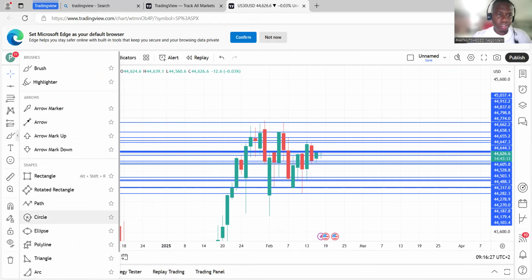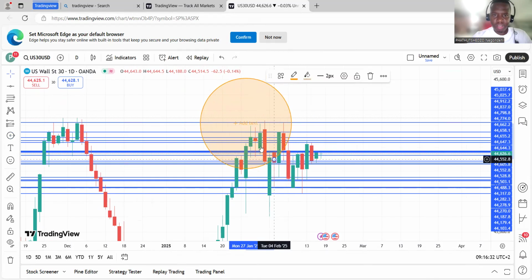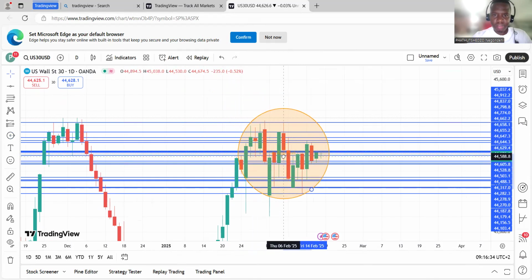Let me just show you this circle, this area. This area is just ranging. You can see the market has been just ranging here. And any breakout after this range can be a breakout going down or a breakout going up. It's going to push. I'm talking about a daily, guys. We're having a daily range here.